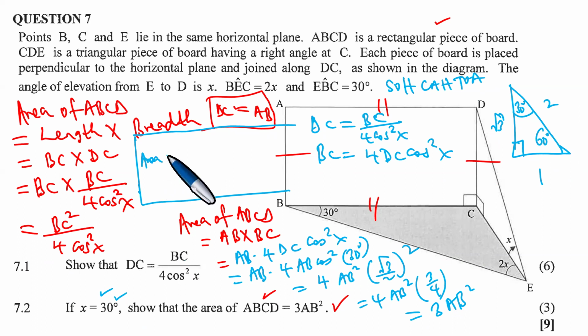Area of ABCD. What is this area? This area is actually equal to 3AB squared. 3AB squared. Any question on this one, Pehalelo?